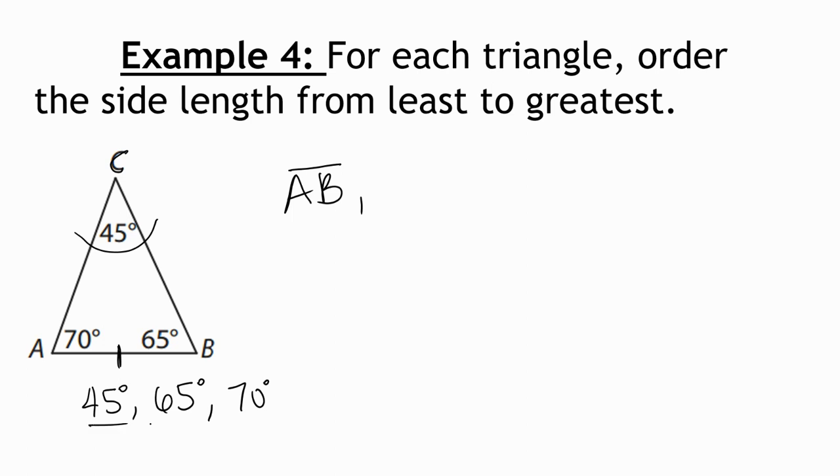The next largest angle is going to be 65. So 65 is going to correspond with, again, angle B is 65. So the one that doesn't include B would be AC. That's across, or the opposite side. And lastly, angle 70, which happens to be our largest angle, corresponds to the largest side, which is directly across or opposite, and that is side length BC.